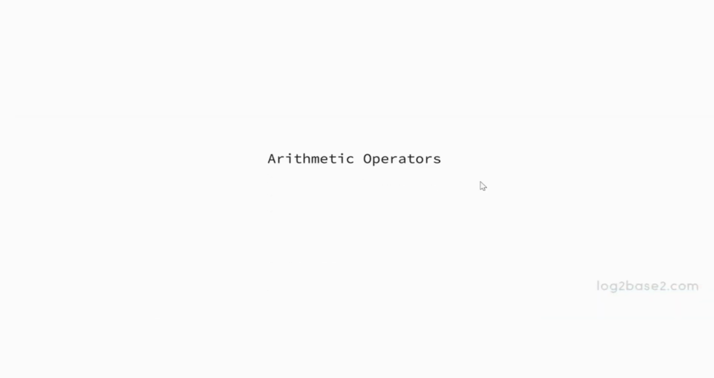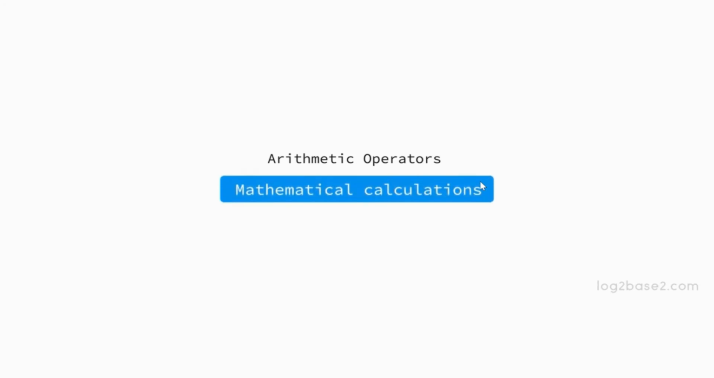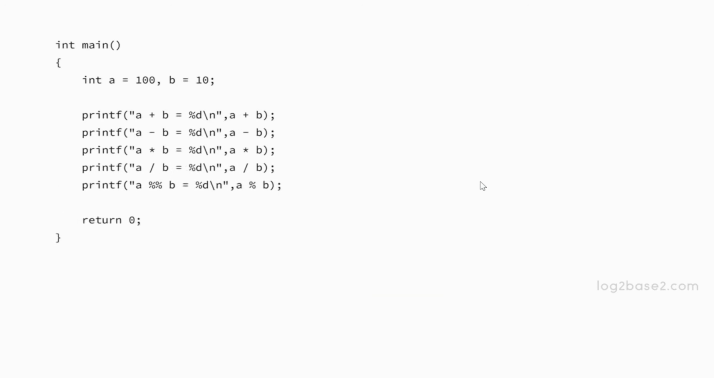So an arithmetic operator is used to perform the basic mathematical calculations, and the arithmetic operators are plus for addition, minus for subtraction, star for multiplication, slash for division, and percentage symbol for modulo operation. So let us see a program to see the working of these arithmetic operators.